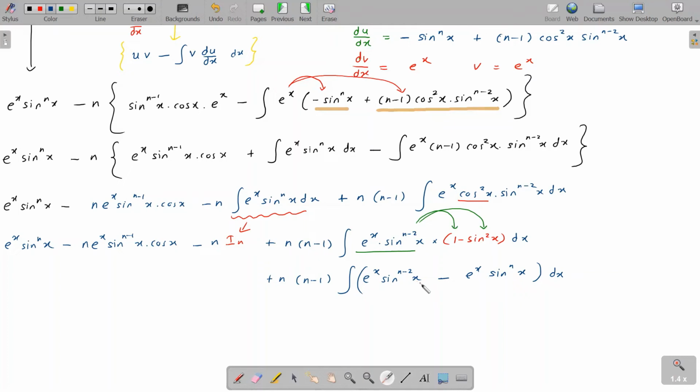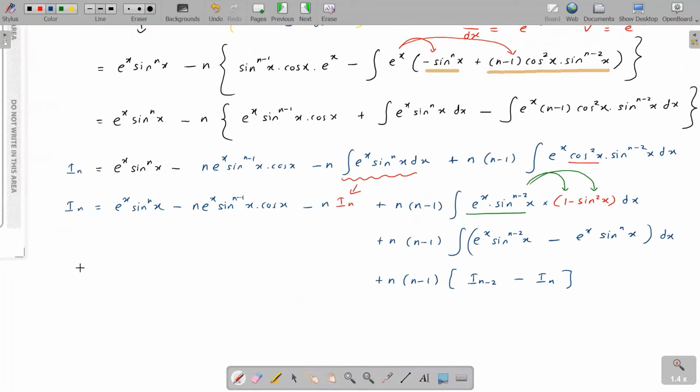Integration e^x sin^(n-2) x is I_(n-2). And integration e^x sin^n x. The integration sign is available to both of them. Can you see? This is I_(n-2). This is I_n. Are you with me? This is n minus 1 times, inside the bracket, this is I_(n-2) minus this is I_n. Are you with me? So we are almost at the end of the sum. All we need to do now is to make I_n the subject.